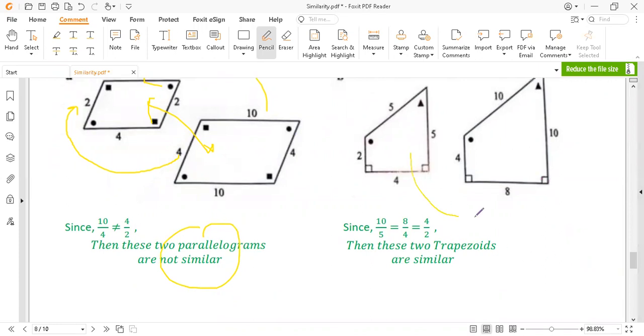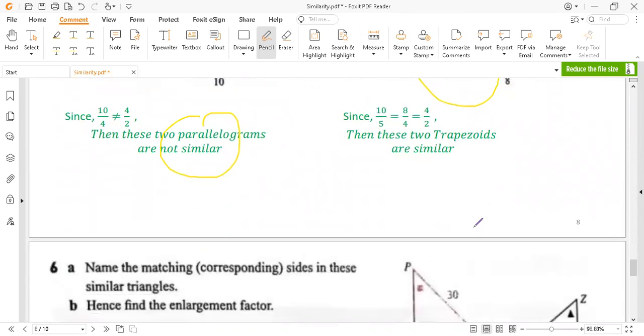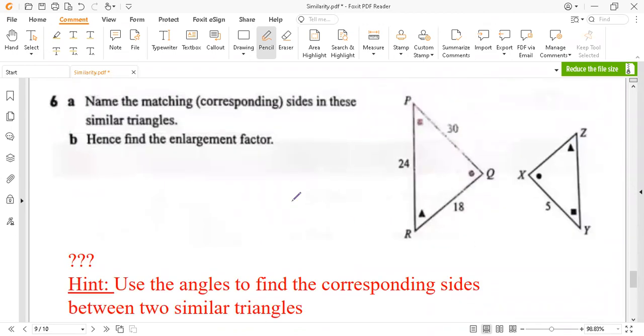But the lengths of the corresponding sides for these two trapezoids are in the same ratio, so these two trapezoids are similar. For example, they give us two similar triangles, and they ask us to name the matching corresponding sides in these similar triangles.